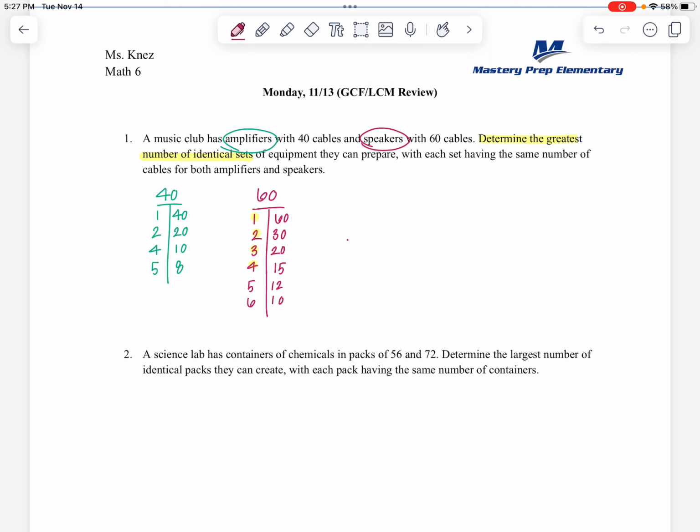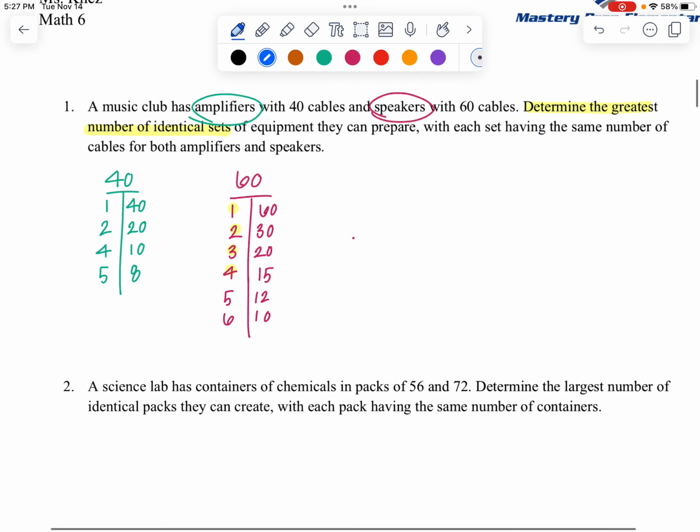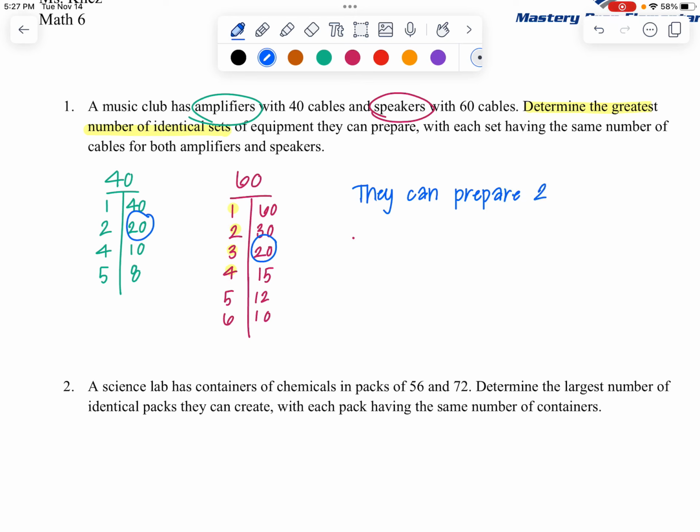I'll circle the greatest number that appears in both of my tables, the greatest common factor, which is 20, and that means that I can create 20 sets, because I can split 40 into 20 groups and I can split 60 into 20 groups. In those sets, we will have 2 of the amplifiers, because if I split up 40 amplifiers into 20 groups, there'll be 2 per group.